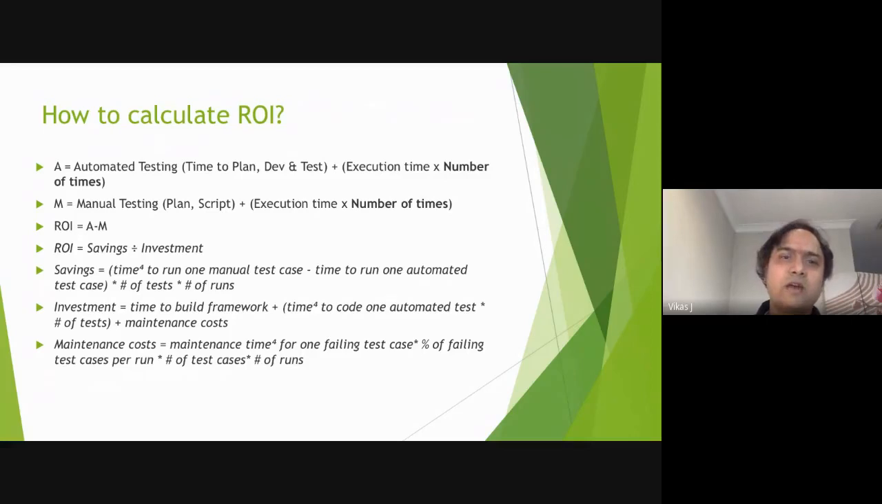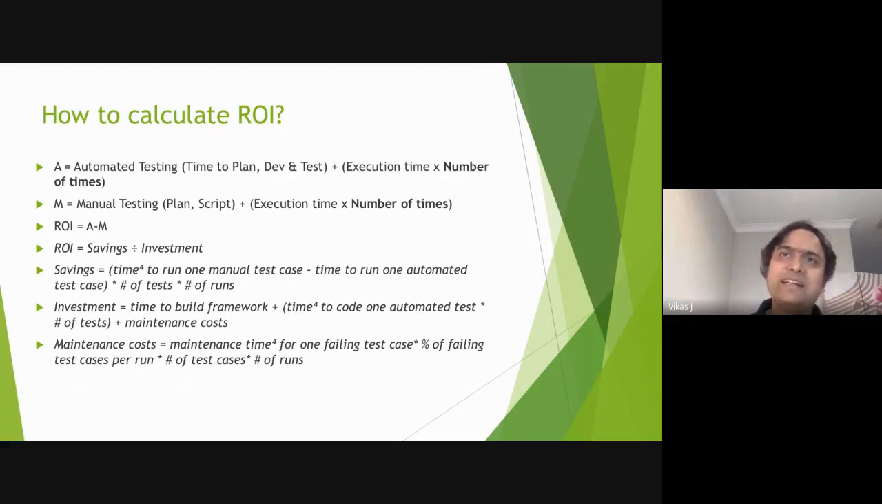Now, how do you calculate ROI? Nobody answered me that, but this is a very basic formula that we use. Basically, we calculate the time and effort required to plan, develop, and test automated testing, plus the execution time multiplied by the number of times we executed. And then do the same thing with manual testing, and then you subtract the two, and that's the time that you are saving basically. And you can apply other factors as well.